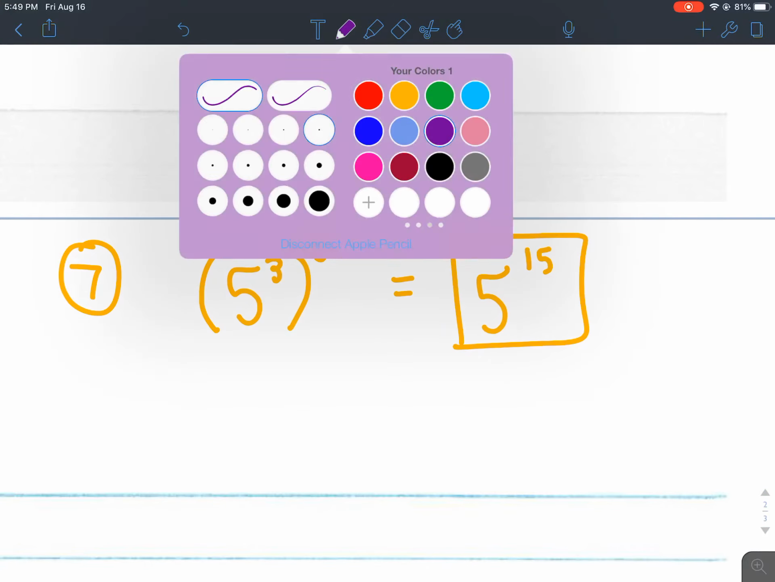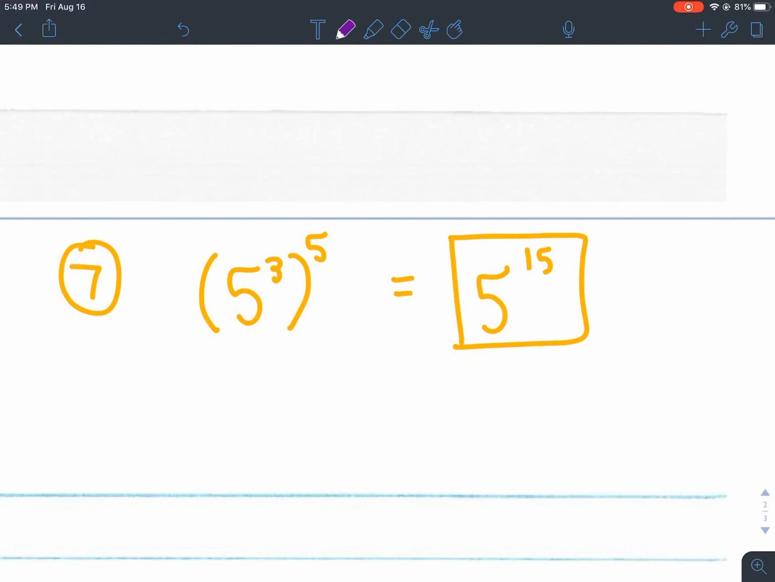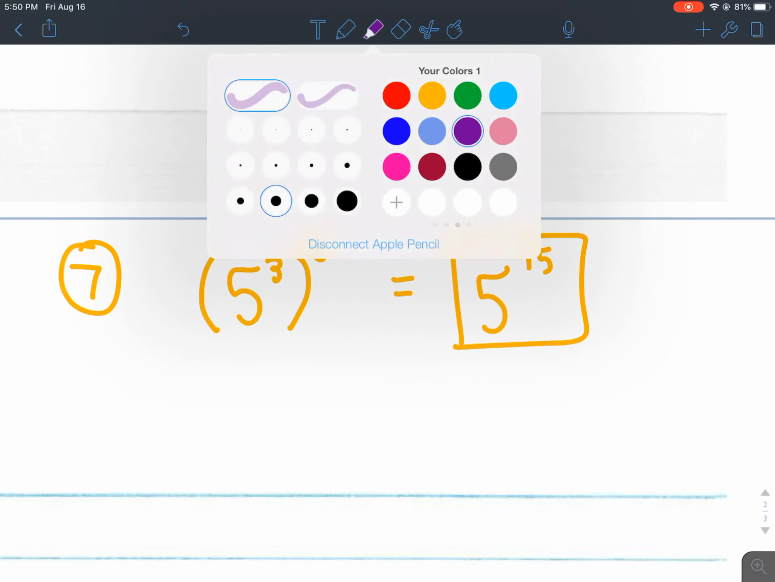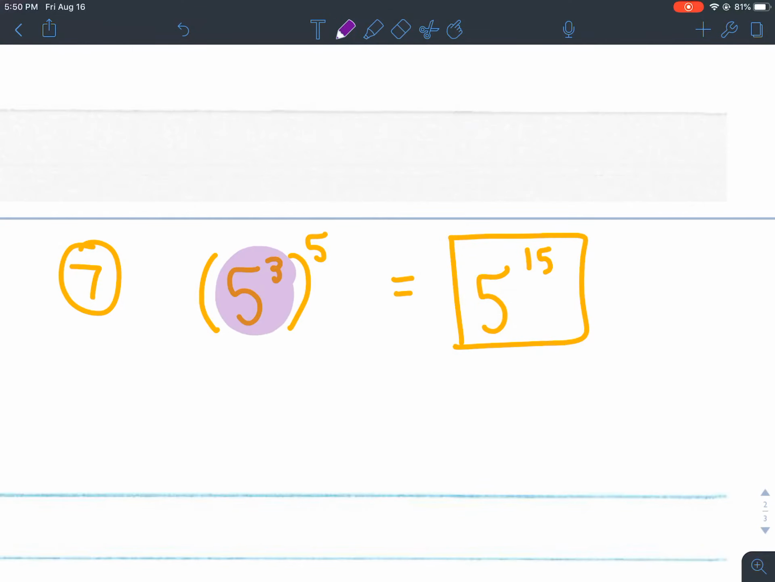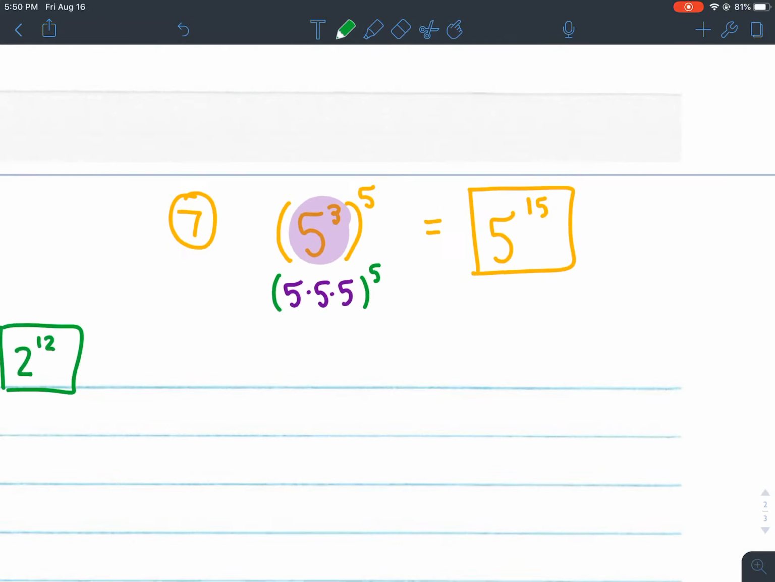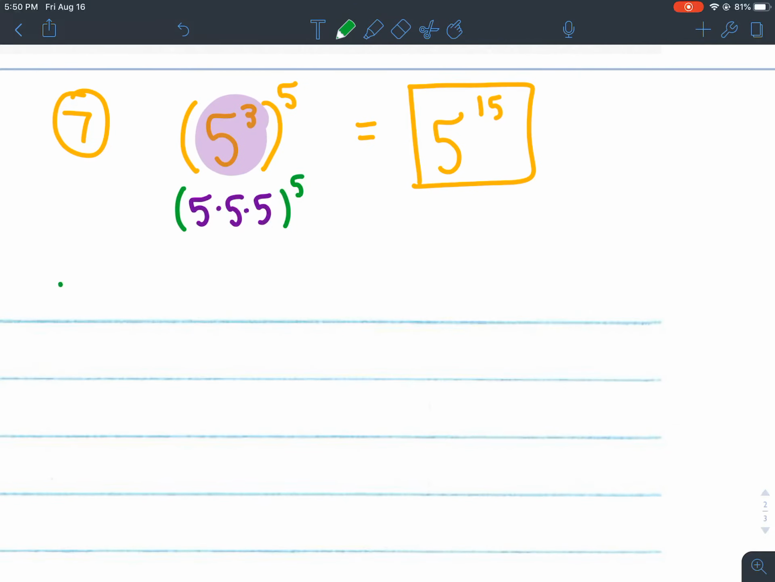So let's check it. 5 to the 3rd, what does that mean? That means I have 5 times itself 3 times. So let me go ahead and write that 3 times. And then I still have the 5 on the outside. Well, what does that mean? It means I have to write that 5 times. So let's go.